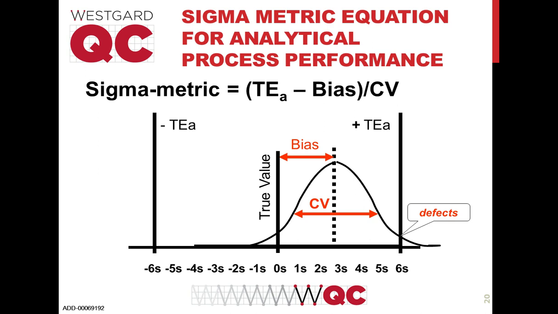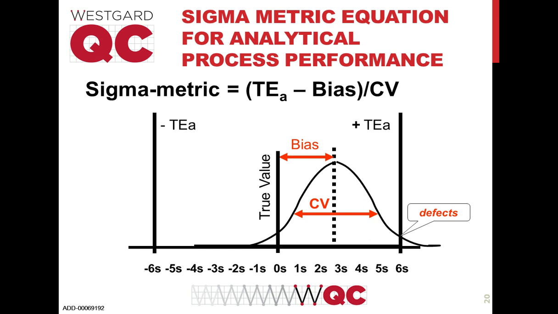And then the graphic below that is really to give you a visual sense of how the equation works. In the center of that graphic, you see the true value. That's the answer we're supposed to be getting. But of course, we don't always get that answer. We get a distribution. We get a bell curve around that true value. And then at either side of that true value, there's an allowable total error.